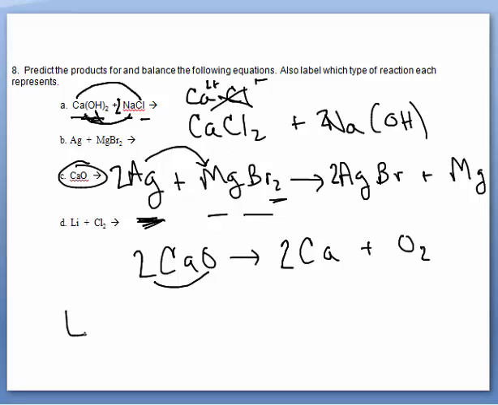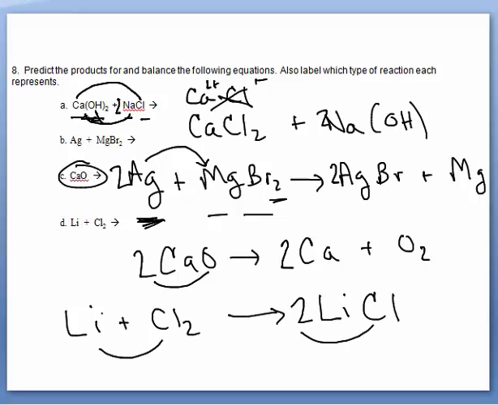And then the last one, lithium plus chlorine. There's no compounds here, so the only thing we can do is join those 2 things. Lithium is 1 plus, and chlorine's 1 minus, so when you crisscross it's 1-to-1. So to balance it, we'll put a 2 there to balance the chlorines, and then we're going to put a 2 there.